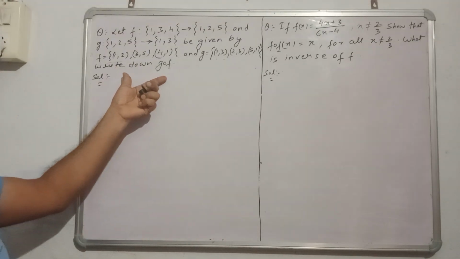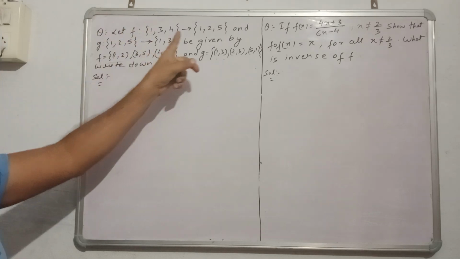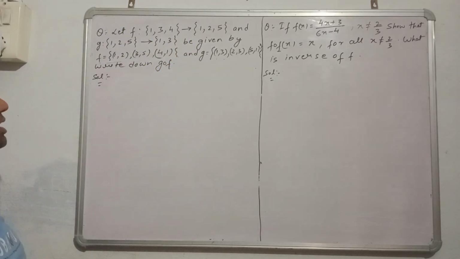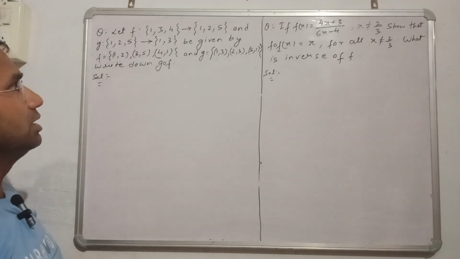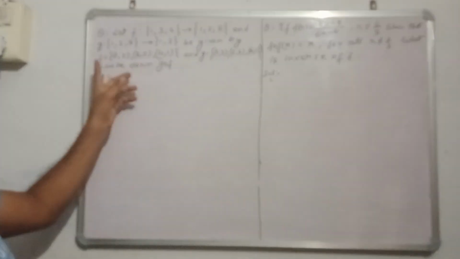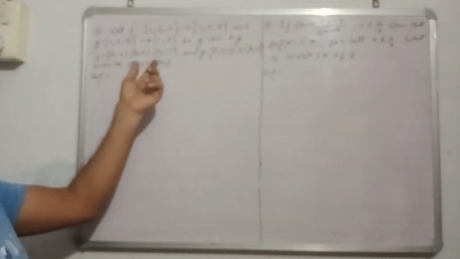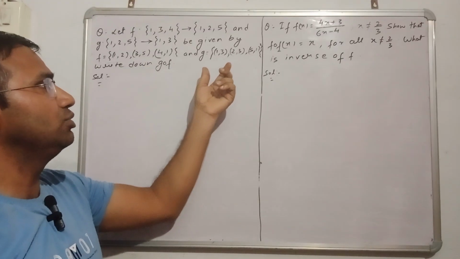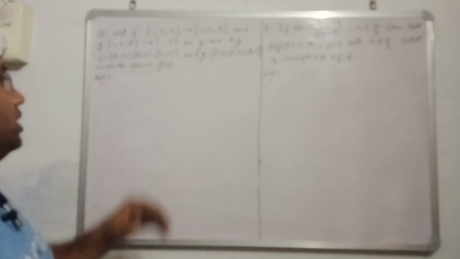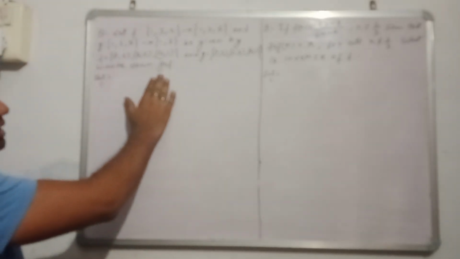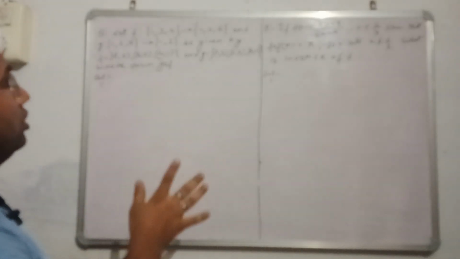The first question is given. It says f maps 1, 3, 4 to 1, 2, 5, and g maps 1, 2, 5 to 1, 3. It is given by f is equal to the ordered pairs (1,2), (3,5), (4,1), and g is (1,3), (2,3), (5,1). You have to write down gof, which means function g of function f. So how will you write it?